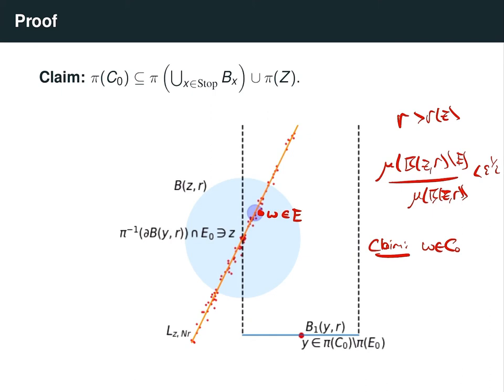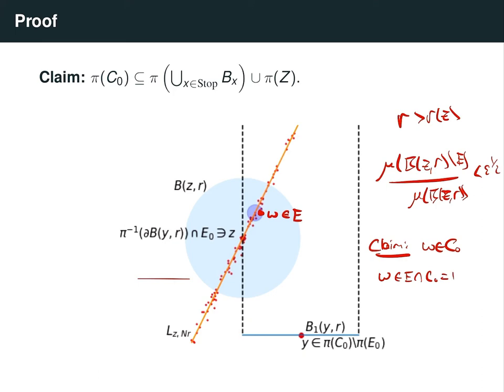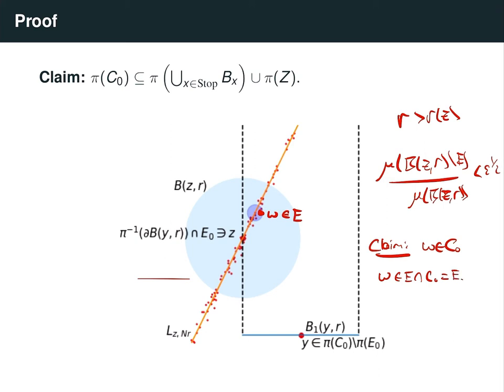I'll get my contradiction because if W is in C naught, then W is in E intersected with C naught, which by definition is equal to E naught. But now I have a point W inside E naught that projects into a ball B(1, Y, R) contained in the complement of the projection of E naught, and I get a contradiction that way. So my goal now is to show that W is inside C naught.